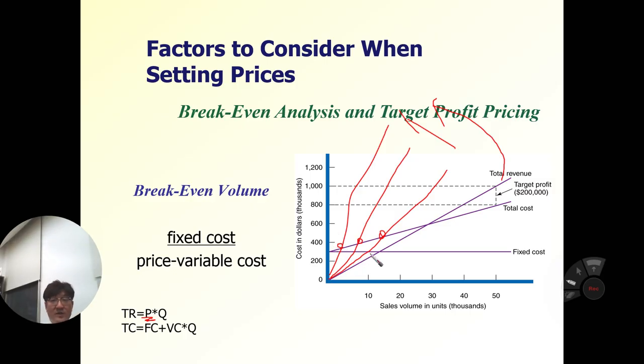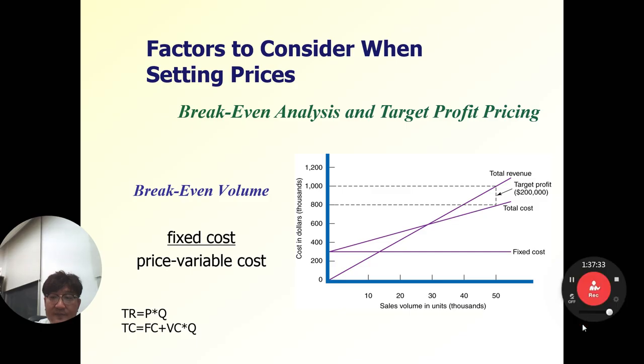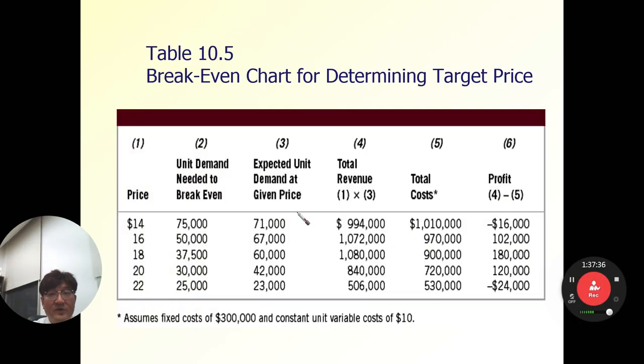Then why don't we just increase the price to get a smaller break-even point? Is there any problem with doing that? Let's find out what will happen in the next table. Okay, now this is what you want to see when you change the price. We actually simulated different price levels and the quantity at the different price levels.